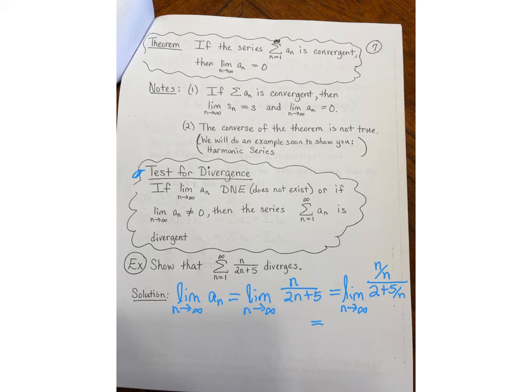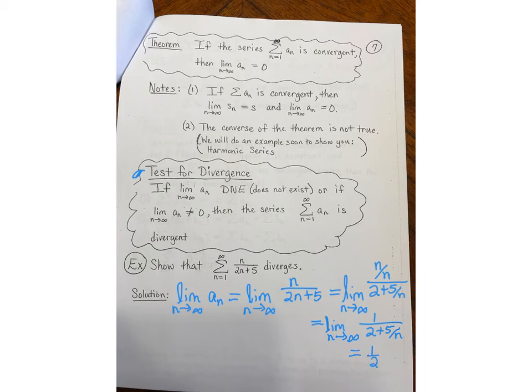That's equal to the limit as n approaches infinity of 1 divided by 2 plus 5 over n. And as n approaches infinity, 5 over n approaches 0, and we actually get 1/2. But what does that mean?